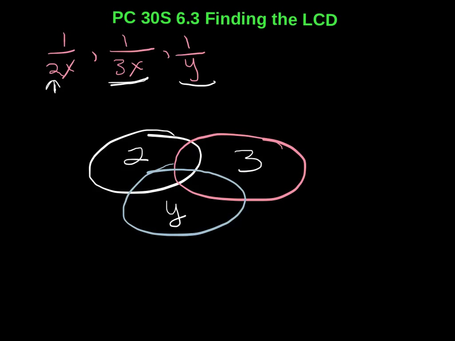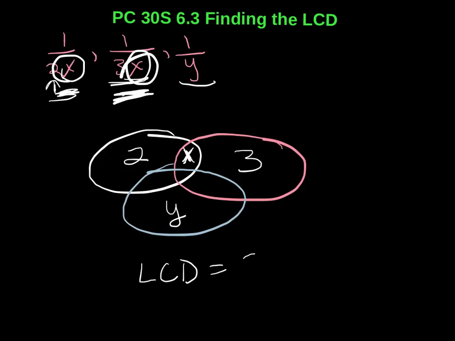Now I'm going to look at what elements are shared in the denominators. So here I've got an x and an x. So these two rationals share the x. So I'm going to put the x right in there. Okay, this is just a nice way of organizing things. If two denominators share any factor, I only need to write it down once. So then here my LCD turns out to be 2 times x times 3 times y, which simply is 6xy. Okay, let's have a look at another one.